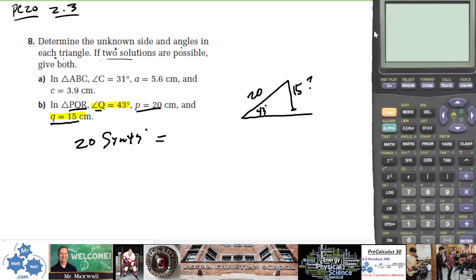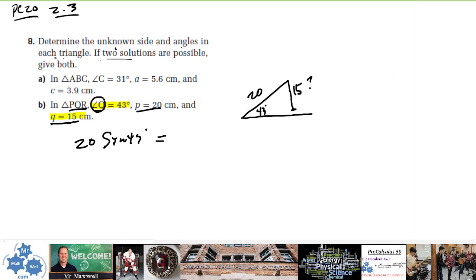All right. So your question is, where do you put 15 and 20? The key is this. If this angle is Q, the little q is always opposite. It doesn't matter what the letters are. The uppercase is the angle. The lowercase of the same letter is always the opposite side.